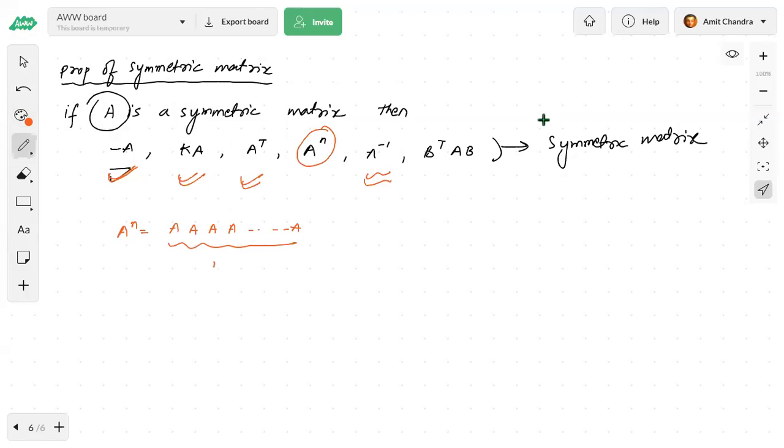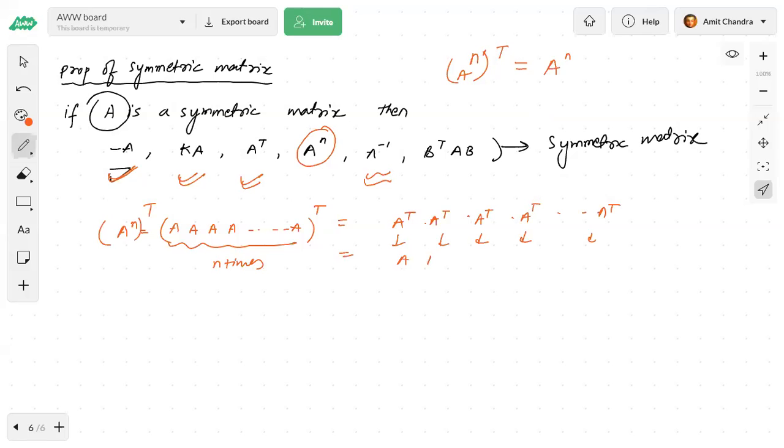So this can be written as A n times. A symmetric matrix means A to the power n transpose is also equal to A to the power n. Let's see. If I take the transpose of A to the power n, the last matrix comes first. So this becomes A transpose into A transpose, till n times A transpose. Because A is a symmetric matrix, each A transpose becomes A. So this is A n times, and the whole thing again becomes A to the power n. Hence A to the power n is also a symmetric matrix.